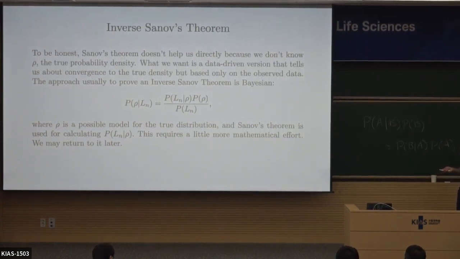I don't think I'm going to get time in this set of lectures to show you a real application of this, but this is how Sanov's theorem is of use. You have some family of guesses of where the true density might be, and those are your models for the true density, and you use Bayes' theorem to go from the rate function of your empirical density to the probability of one of your theoretical densities being the true density. So that's just basic Bayes' theorem.